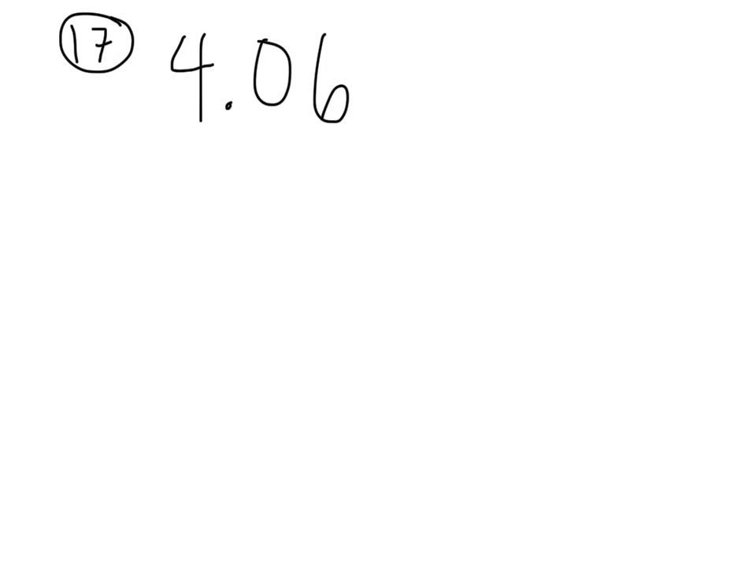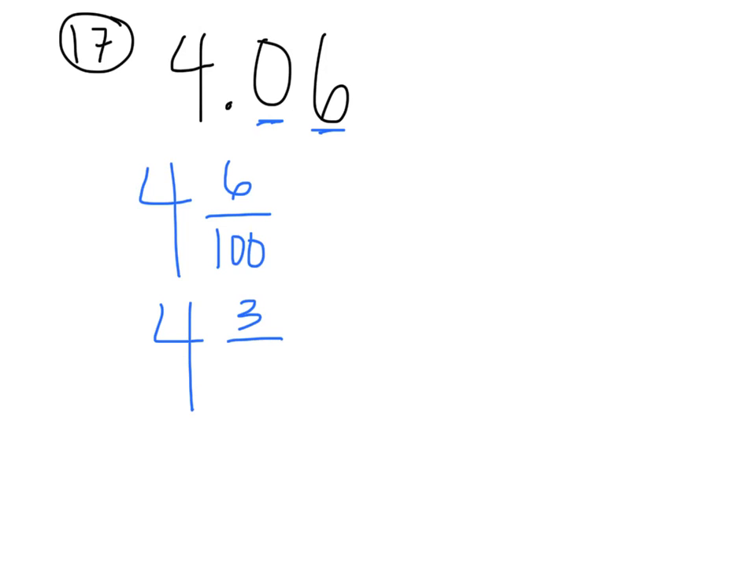Number 17, 4.06. I'm going to change that into a fraction. So I'm going to have 4, and then 6 over tenths, hundredths, over 100. Now I need to simplify it. They can both be divided by 2, 4, and 3 over 50.